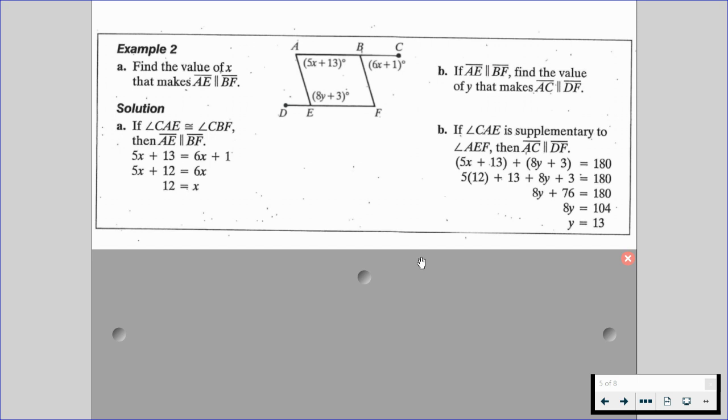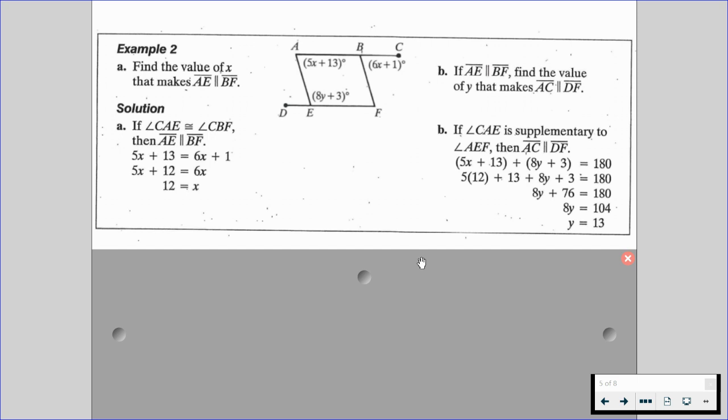If angle CAE is supplementary to angle AEF, then we're going to be able to justify and say that segment AC is parallel to DF. So we know that these are going to be supplementary, so we're going to add those two angle values together and set them equal to 180. So we have 5x plus 13 plus 8y plus 3 is going to be equal to 180.